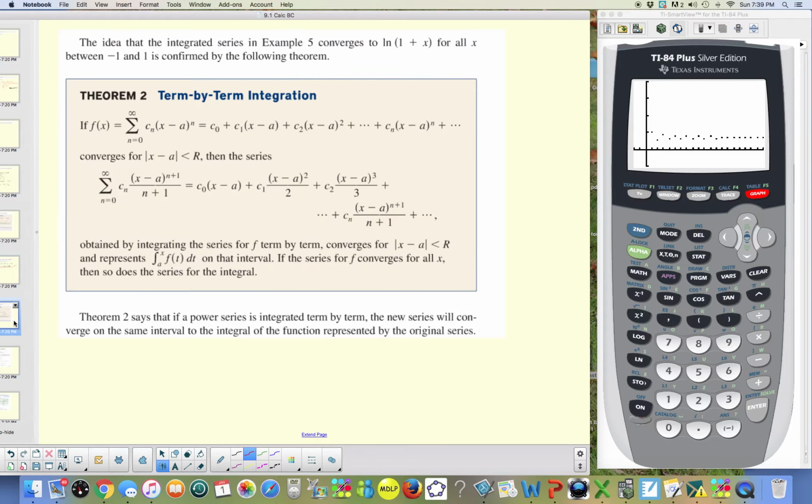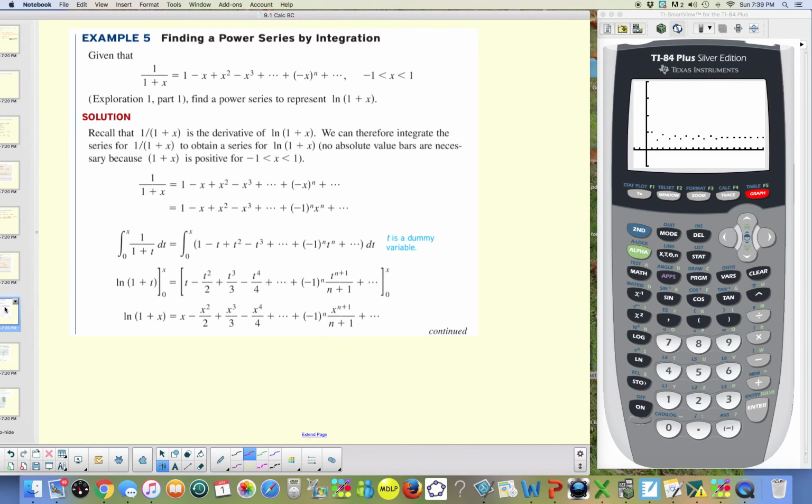We also have term-by-term integration. So if I have a function right here and I would like to find its integral, then all I have to do is term-by-term integration. Let's take a look at an example. So I have this 1 over 1 plus x, which I have already found a power series representation.